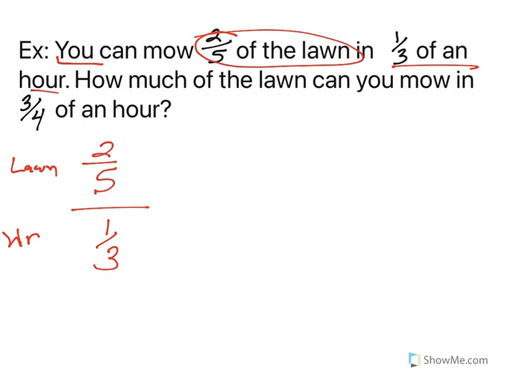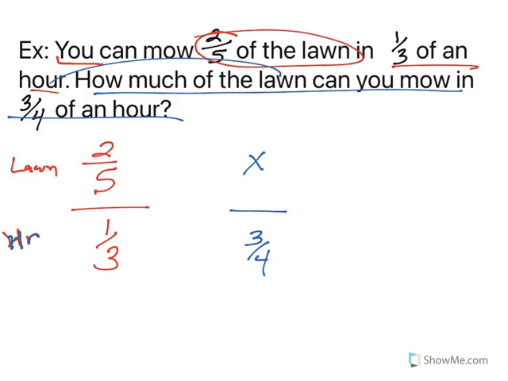Then part 2 says, okay, now what do you know? How much of the lawn? Okay, lawn, think about this. The lawn is in the numerator. How much? I don't know. Let's call that X. Can you mow in 3/4 of an hour? Okay, well, the hours are in the denominator, so 3/4 goes down here, right? So the second piece is identifying what we don't know. I don't know about the lawn. That's why my unknown is in the numerator, 3/4 of an hour in the denominator. Now I have a proportion.